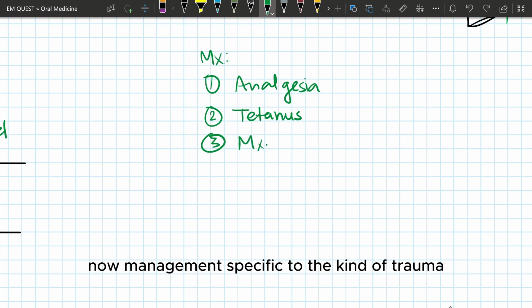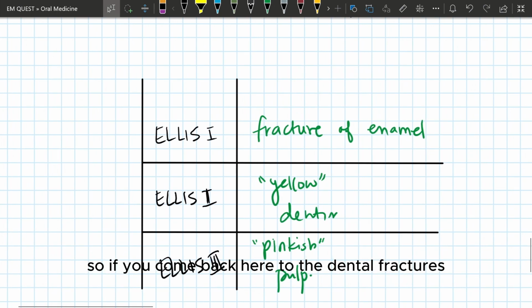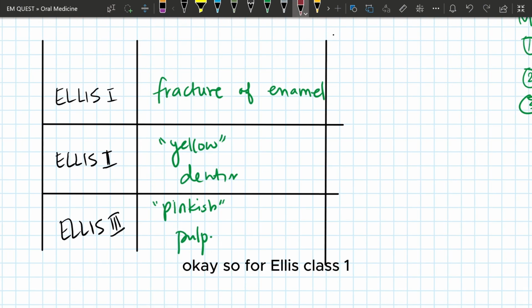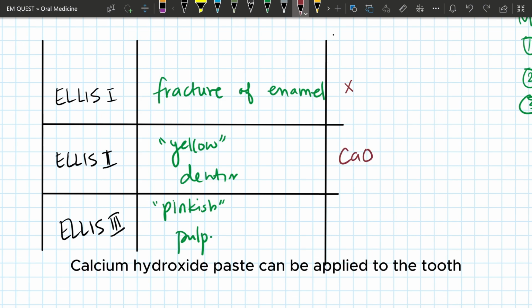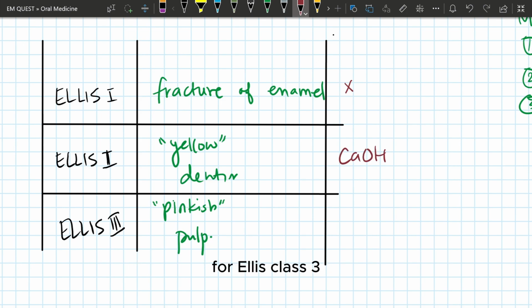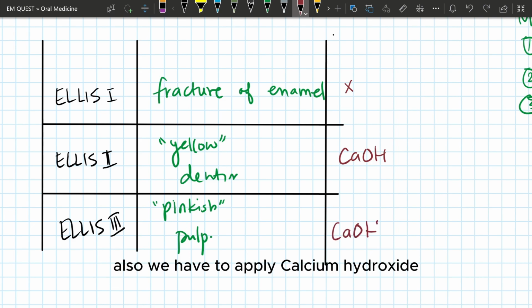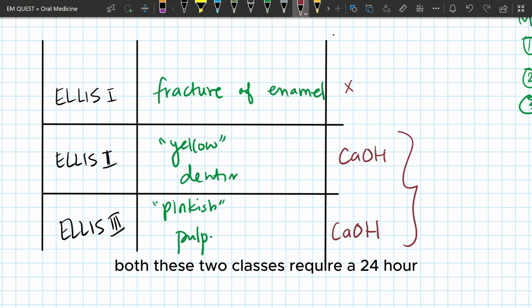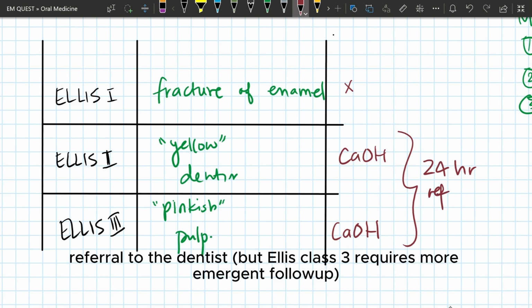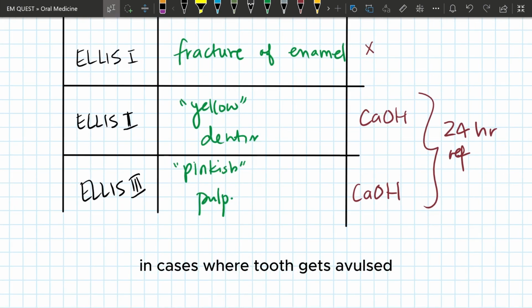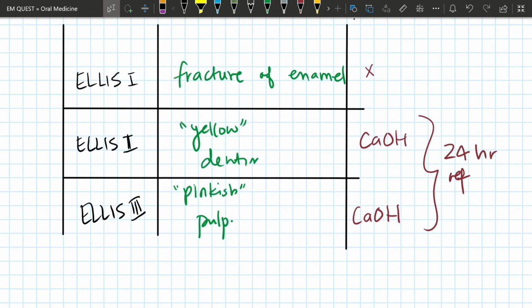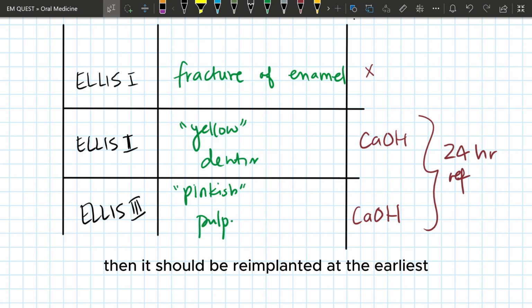Now, management specific to the kind of trauma. So if we come back to the dental fractures, for Ellis class 1, there is no emergent treatment needed. For Ellis class 2, calcium hydroxide paste can be applied to the tooth. For Ellis class 3 also we have to apply calcium hydroxide. Both these two classes require a 24-hour referral to the dentist.